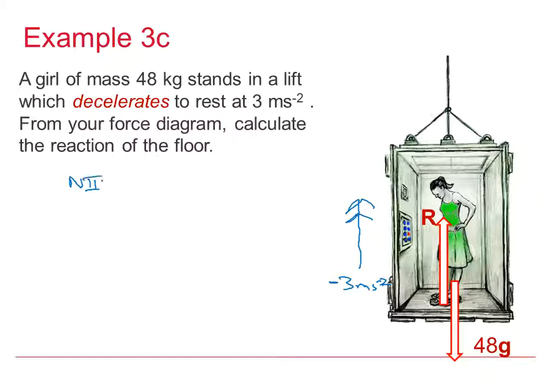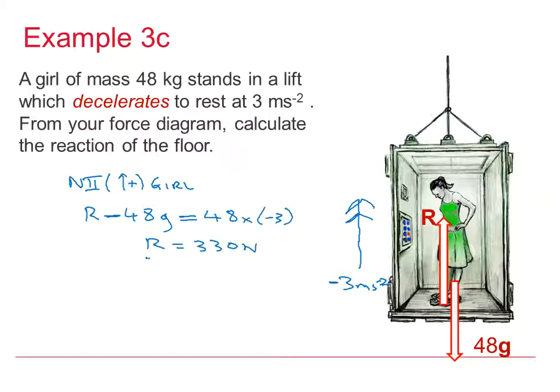I'm now going to apply Newton's second law again. I'm going to take upwards as positive for simplicity, and I'm going to apply it to the girl. So positive upward forces, R, and 48g is acting downwards, so that's a negative 48g. That net force is going to create an acceleration, and that net force equals mass, which is 48 kilograms, times acceleration, and the upward acceleration is minus 3. So this time we get a reaction force which is 330 newtons.